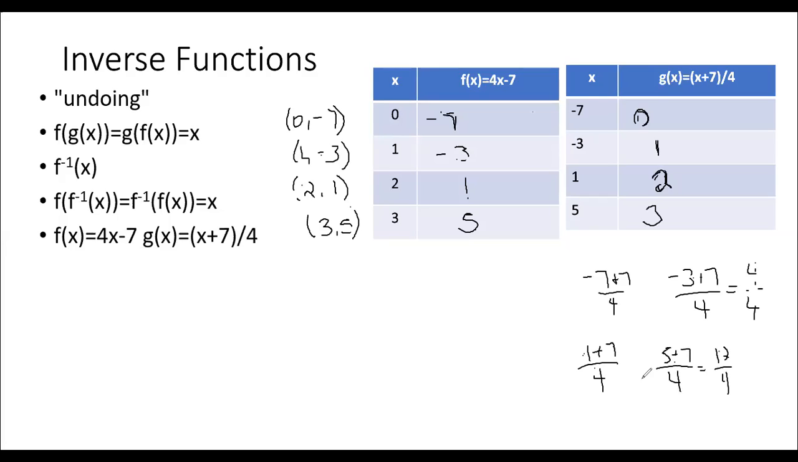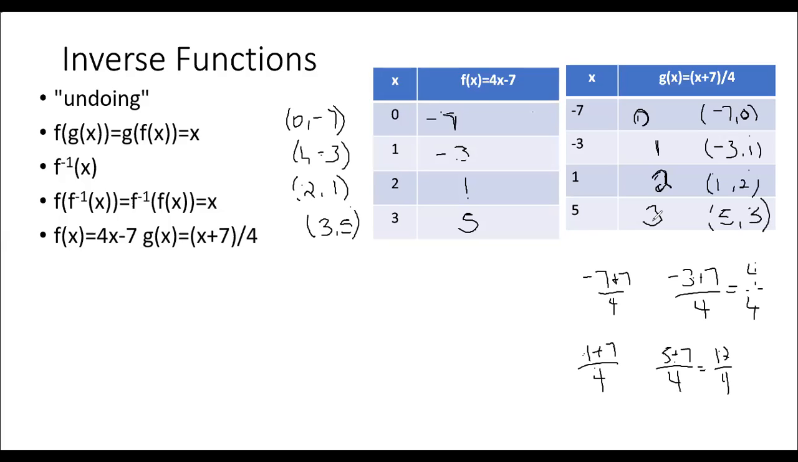And you'll notice here we plug 3 into f of x. F of 3 was 5. G of 5 is 3. So we're undoing this function. And all of these as well. This ordered pair is -7, 0. This is -3, 1. This is 1, 2, and 5, 3.